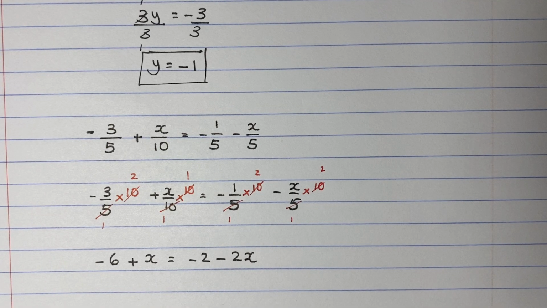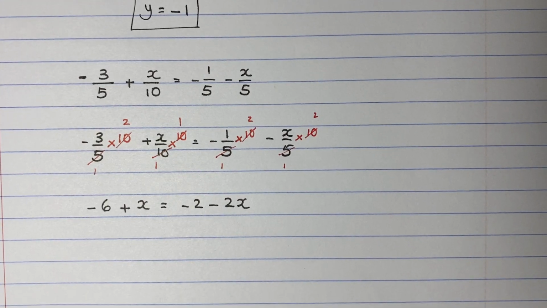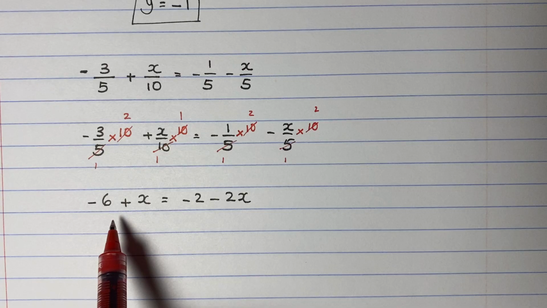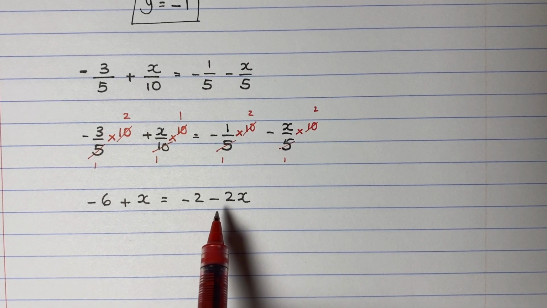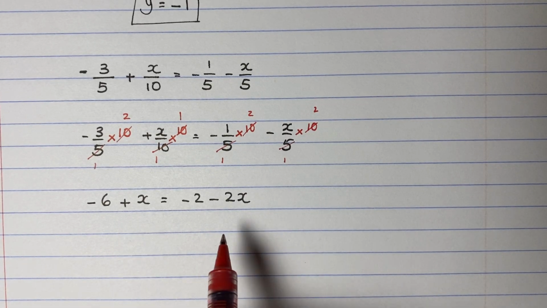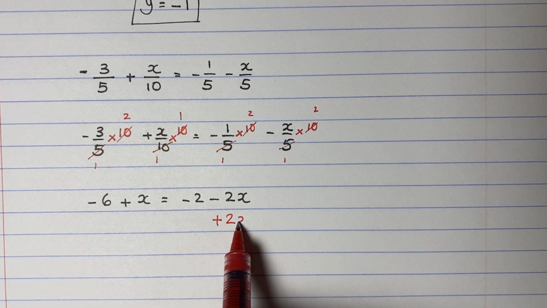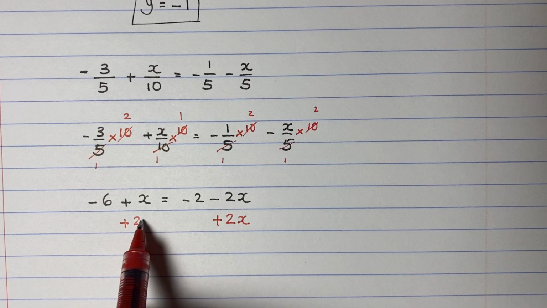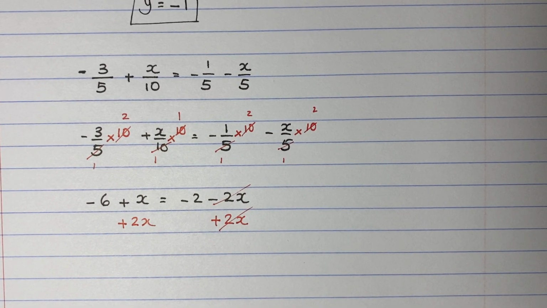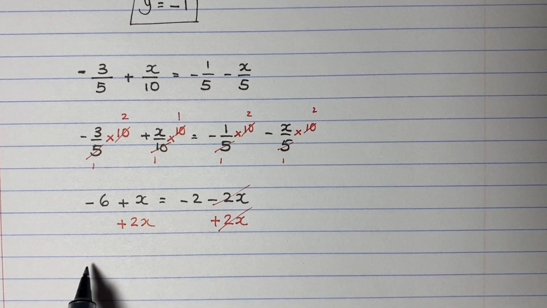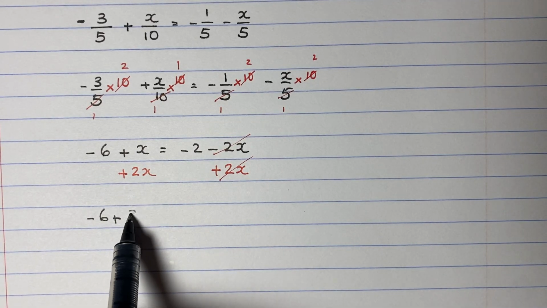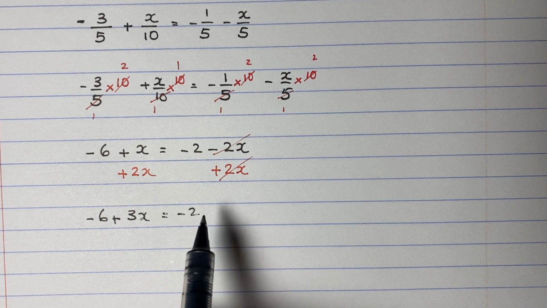Now, I'm going to the side where there is less x. Minus 2x is less than plus 1x because it's negative. The number is bigger, but negative 2 is smaller than plus 1. So I'm going to undo by adding 2x to both sides. You can see minus 2x plus 2x goes, and my equation is now minus 6 plus x plus 2x, 3x, equals minus 2.